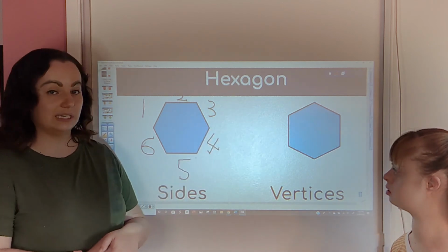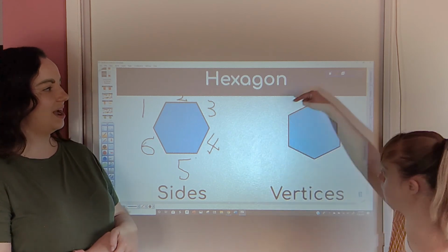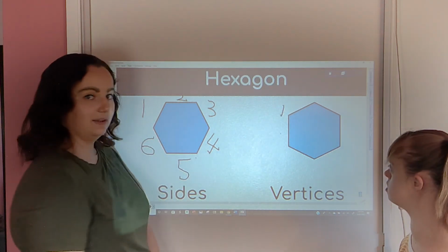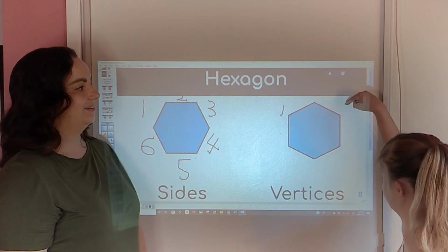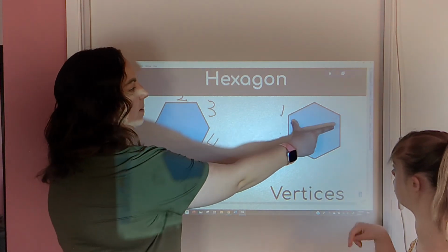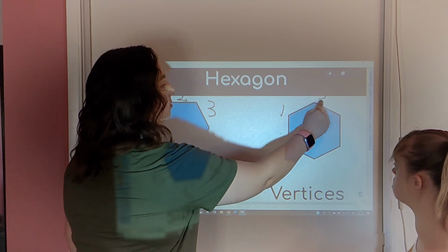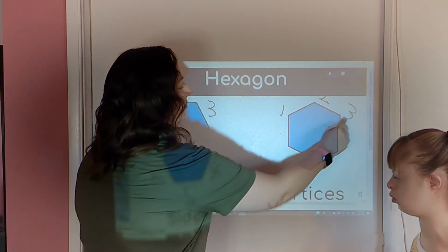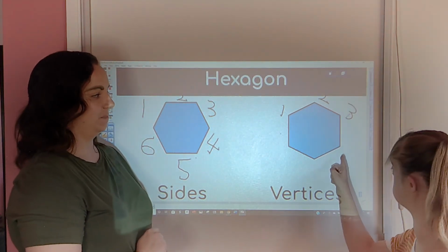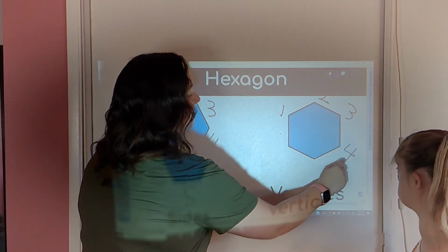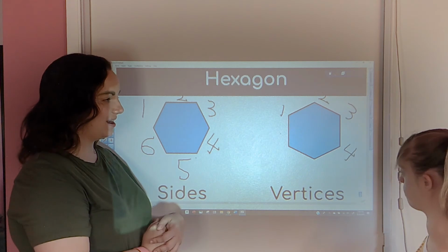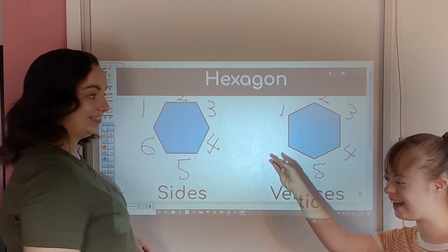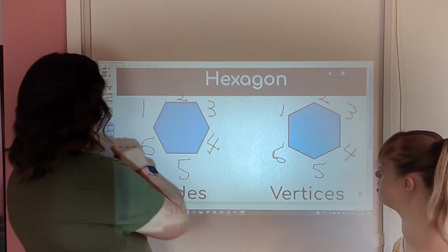Can you point to one of the vertices on the hexagon, Kaylee? Yeah, right over here. That's where these two sides meet. That's one vertex. Where's another one? Let's go right to the next one, right there at the top. Those two sides meet, so that's two. And where's the other one? Yeah, there, three. The next one. Four. Very good. Another one, where two sides meet. Five. Good. And then one more. Right there. Six.